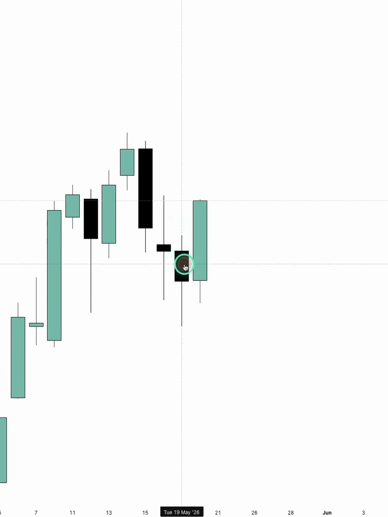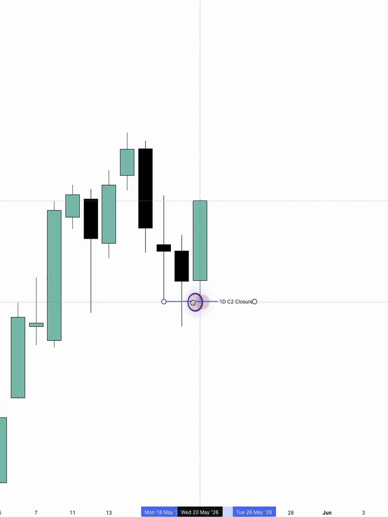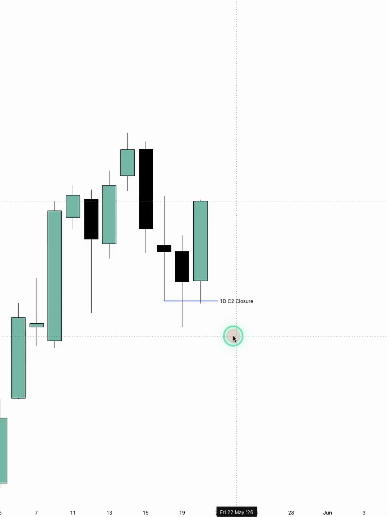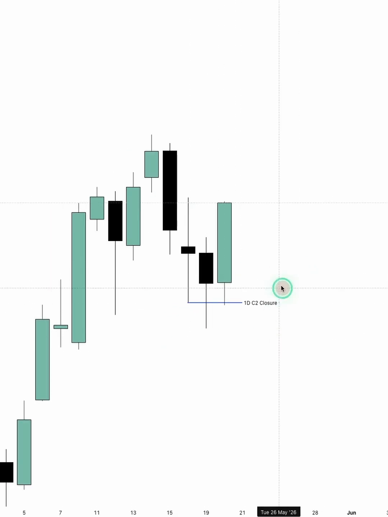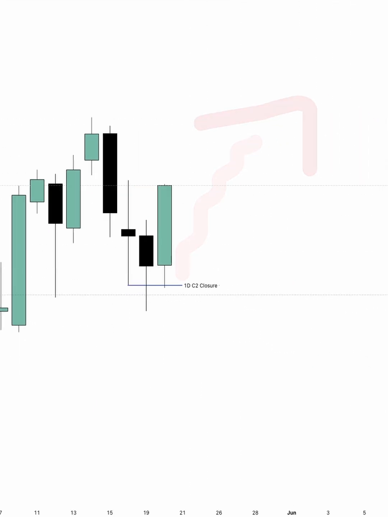So notice how Tuesday came down, took out Monday's low, and closed back inside the range. Closed back inside Monday's low, right? This is what we call the C2 closure. So I'll mark that. Notice how Tuesday closed back inside. Once I have the C2 closure, right? C2 is Tuesday, C1 is Monday. We're anticipating C3 to go higher, which is Wednesday.